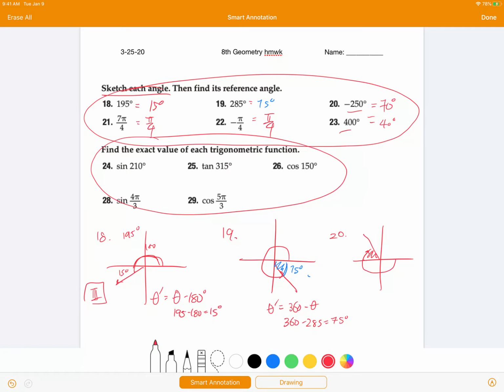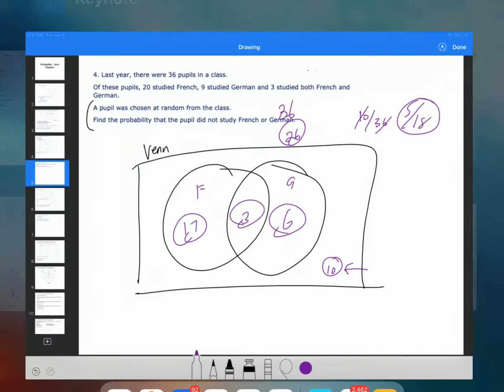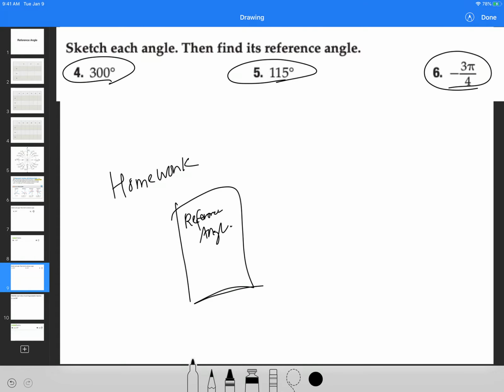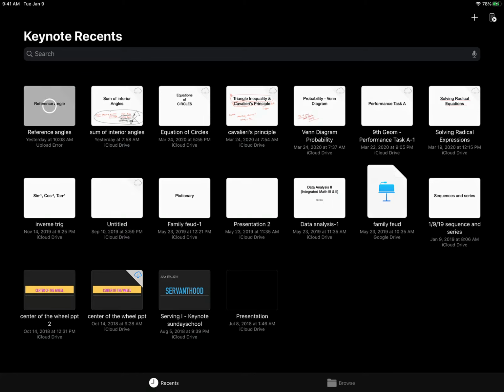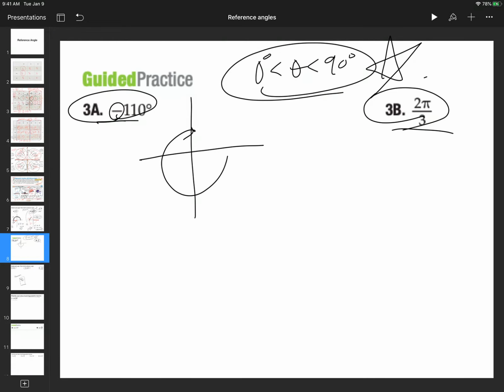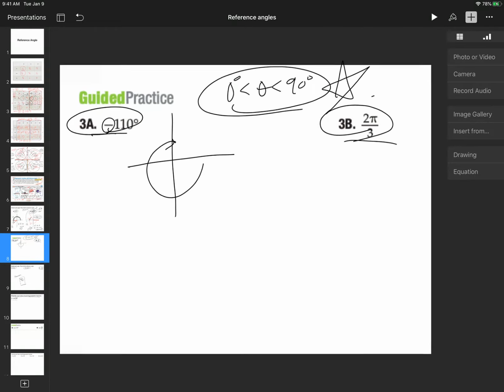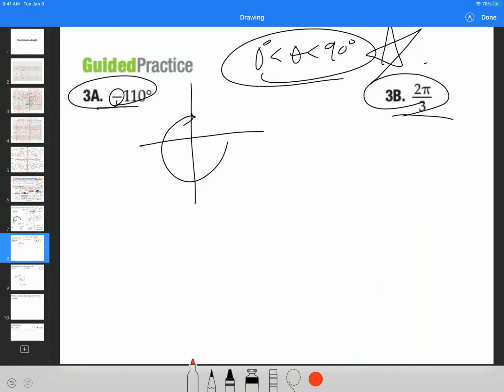Okay. All right. So with this, I am going to also go over the keynote. Let's see. Oh, yes, we are on the reference angle section. So yesterday where we left off was doing these particular questions, where I was sharing with you how to find the reference angles when you're given these.